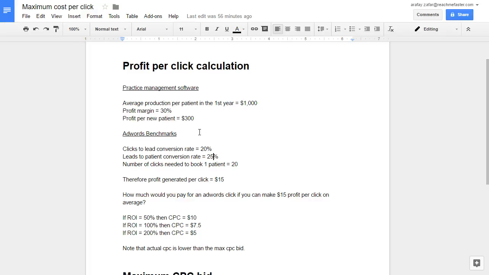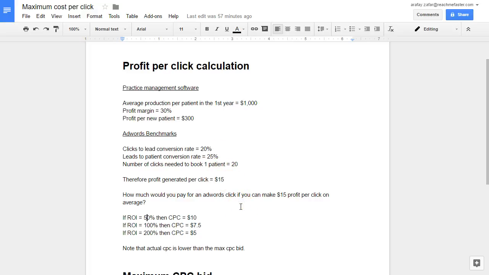Number of clicks needed to book one patient. Taking these two into account, you will find that number of clicks. So this is basically 1/5 and 1/4. You multiply, you get 1/20. So you get one patient from 20 clicks. So the number of clicks needed to book one patient is 20. The profit is $300 per new patient, and therefore the profit generated per click is $15. Now, this is the profit per click you will get from Google AdWords if you take this average scenario and basically hit these AdWords benchmarks.